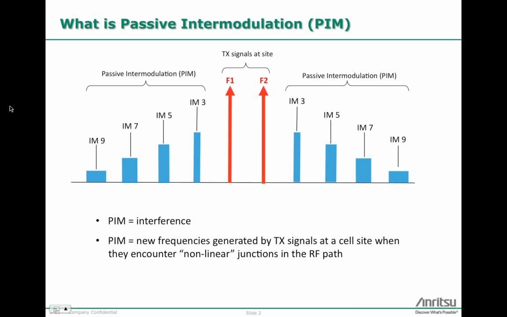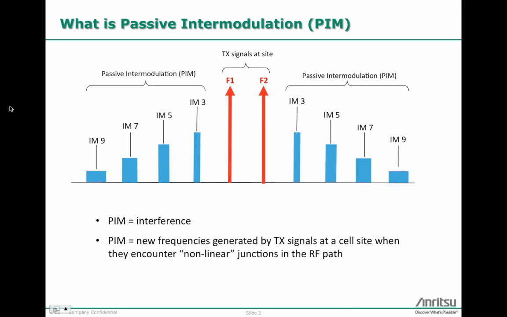And so if you look at the diagram that's shown above, the two red arrows are representing multiple transmit signals at the cell site, and the blue lines are representing the passive intermodulation frequencies that are being created by those red frequencies. So as we transmit the red frequencies through the cell site, the intent is for them to go through and nothing else be created.